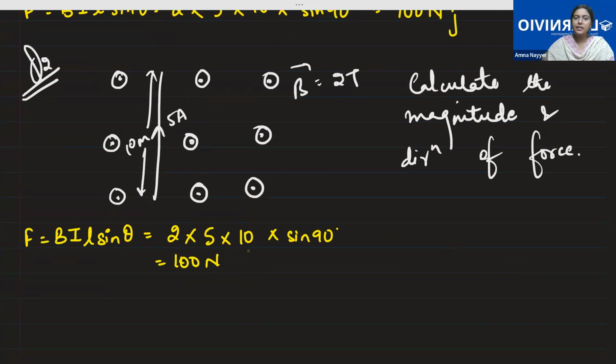Now look at the direction. Current is upwards, so we still take our palm upwards. Now magnetic field lines are coming outwards. So outwards will be like this. When we curl it, the thumb is pointing towards the right. So this is i cap. This is how we write the complete answer. That completes the Lorentz force also.